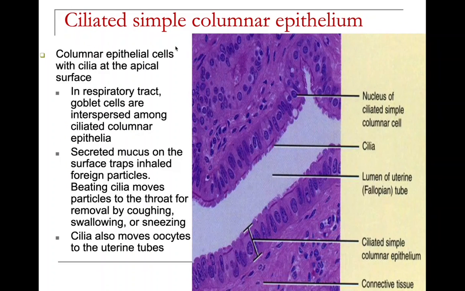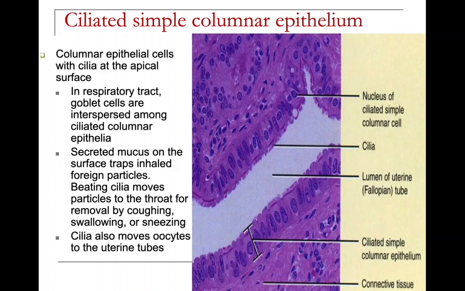So your ciliated simple columnar epithelium. They're going to have cilia on the apical surface, places like the respiratory tract. So you do have some of the goblet cells in here as well. They're going to secrete mucus on the surface. That will help to trap inhaled foreign particles.